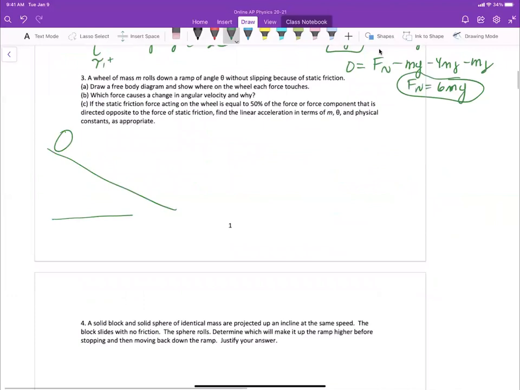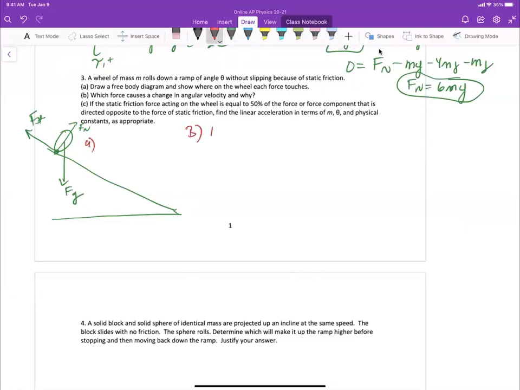I have a wheel of mass m that rolls down a hill. I have force normal up. I have force of static friction up parallel to the surface and opposite motion, and I have force of gravity downward. And so there's A, drawing a free body diagram and showing exactly where everything is acting. I should probably draw force of static friction a little better.